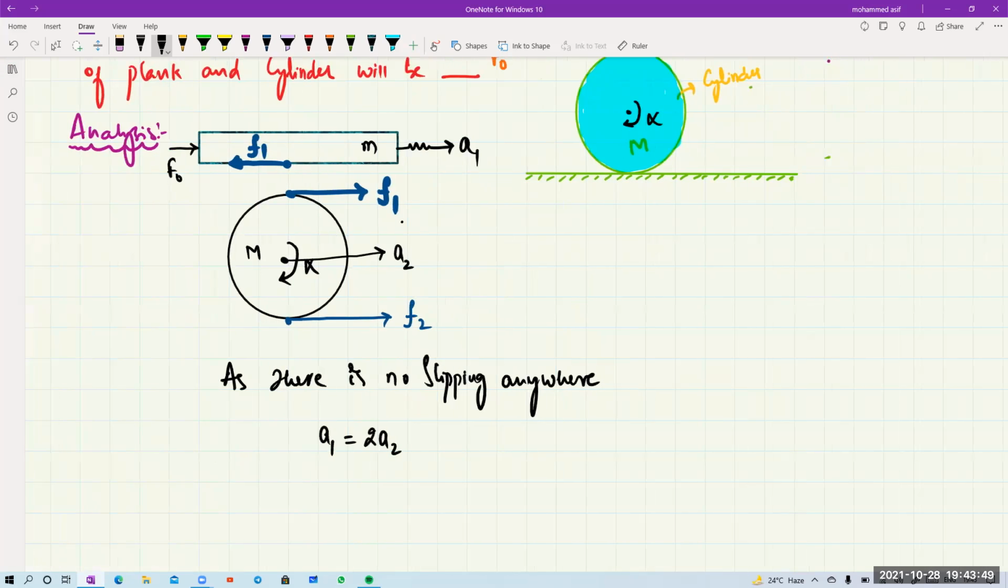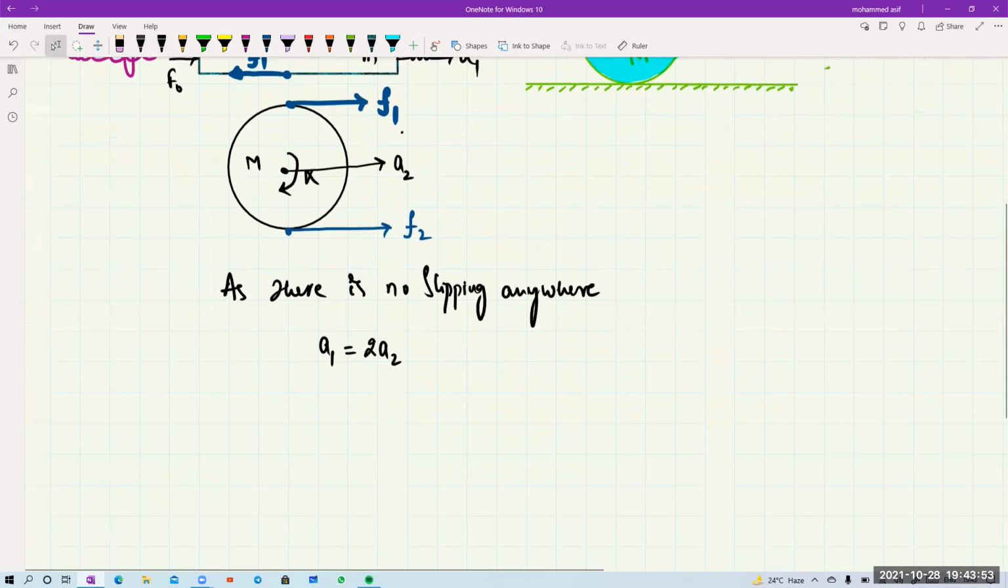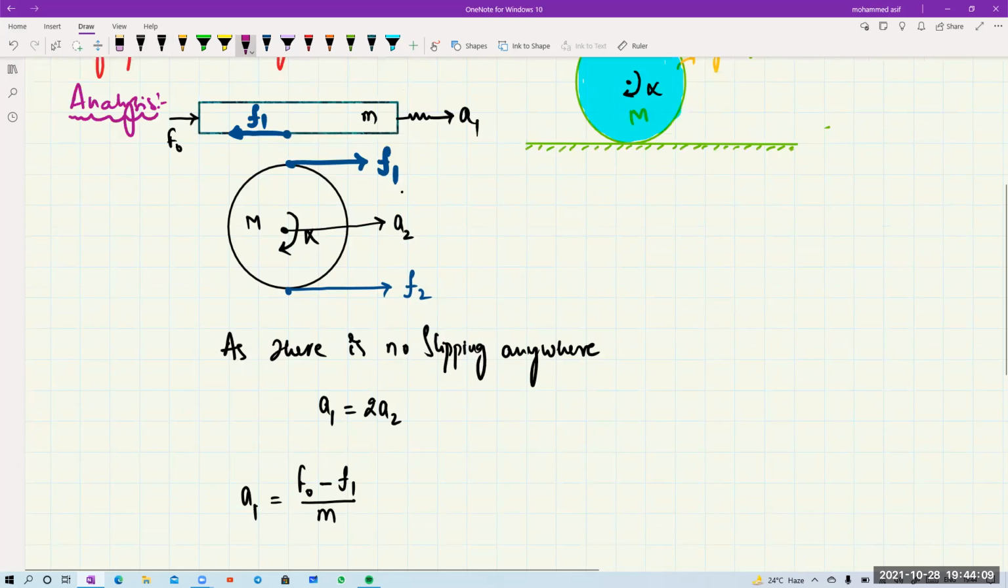You can refer to my previous lectures and videos for that. So A1 is equal to 2 times A2. That means I can write from this one, A1 will be equal to the force applied, capital F minus F1, divided by the mass of this body, that is M. I hope everyone got an idea how I write this.